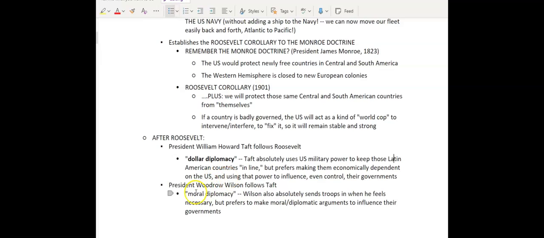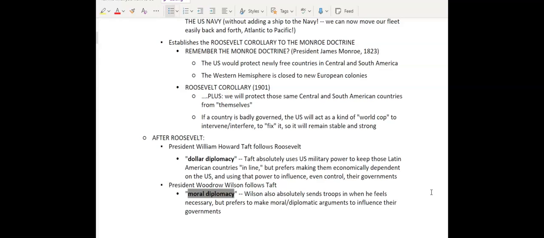Taft serves one term. He's followed by Woodrow Wilson, who uses moral diplomacy, as Woodrow Wilson liked to call it. Once again, Wilson absolutely uses troops in the Caribbean, sends them into Haiti, for instance, the Marine Corps. But he prefers to at least claim to make this moral diplomatic argument to influence their government for the cause of democracy.